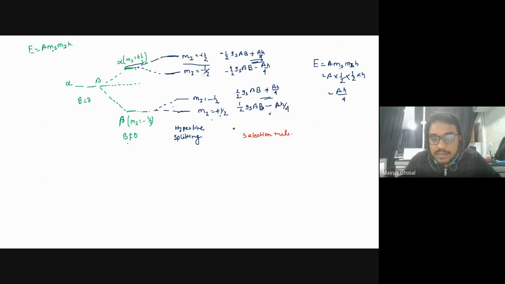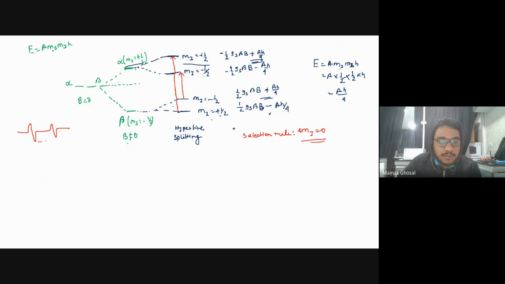So what does the selection rule say? The selection rule says that only transitions are possible for which delta mi is 0. That means from mi equal to plus half, you can go only to mi equal to plus half. You cannot go to mi equal to minus half. So you can see this transition is possible, and this transition is possible. That's why you see two lines in the spectrum.